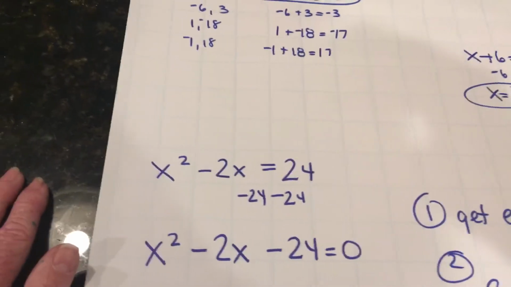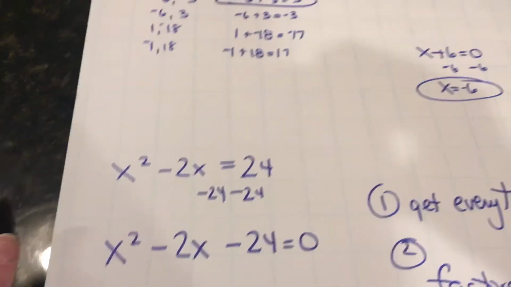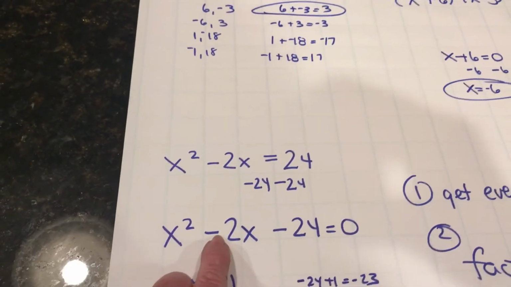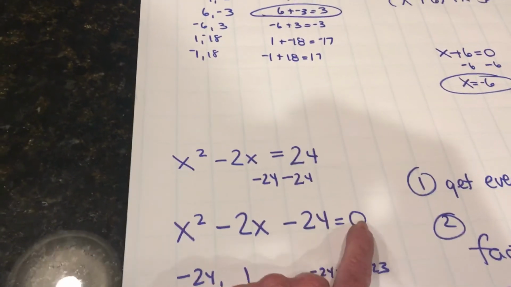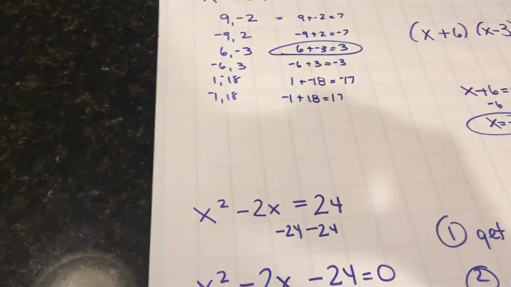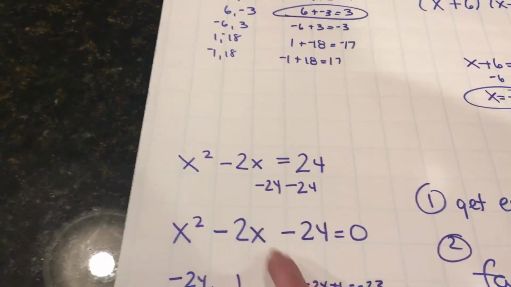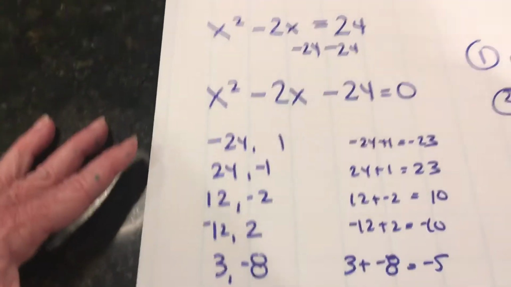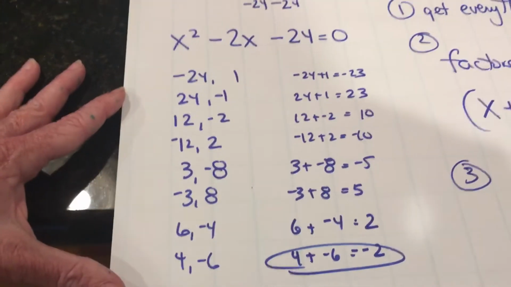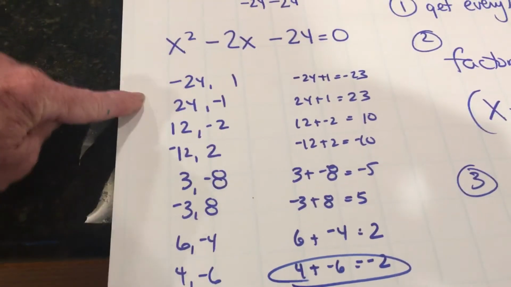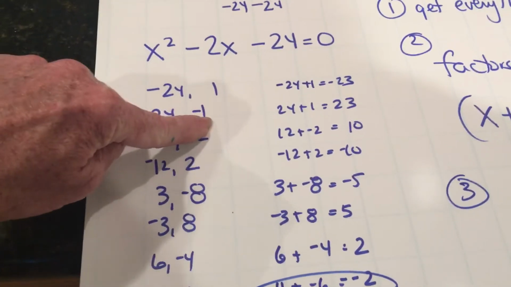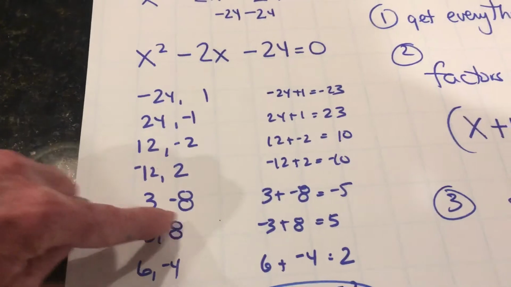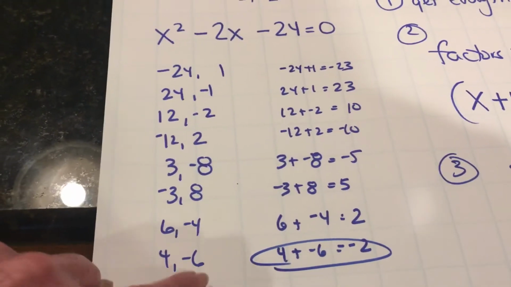Last problem. x squared minus 2x equals 24. We're going to bring that 24 to the left side where everything else is. So now we have x squared minus 2x minus 24 equals 0. Our leading coefficient is 1. So we're looking for the factors of our c term, our negative 24, that add up to negative 2. And we've got a whole great big long list of them here. Negative 24 and 1, 24 and negative 1, 12 and negative 2, negative 12 and 2, 3 and negative 8, negative 3 and 8, 6 and 4, 4 and negative 6.